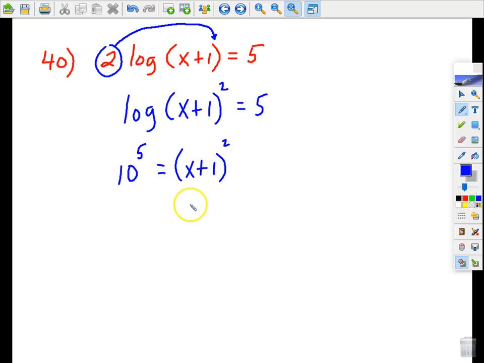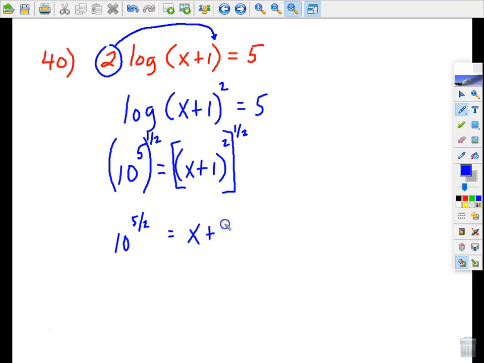Okay, a couple of ways of going about this. Remember from chapter 7, if I want to solve this for x, I need to raise this whole side to the inverse of 2, which would be to the 1/2 power. And I need to do the same thing to the left side. Whatever I do to one side, I must do the other. So this is going to be on the left side 10 to the 5/2 power. And on the right side, I get just x plus 1.